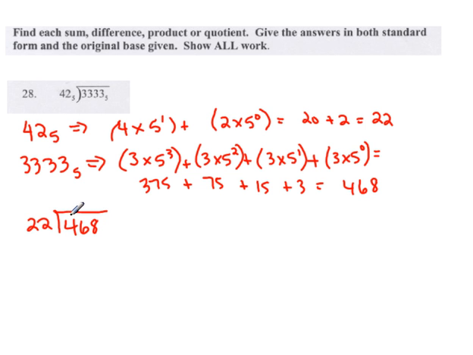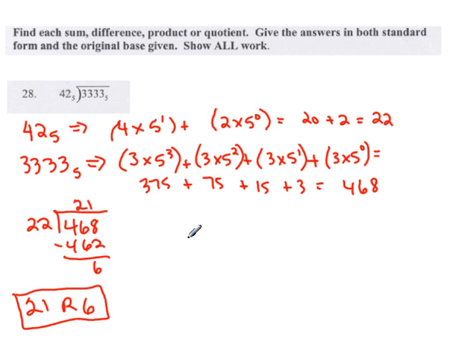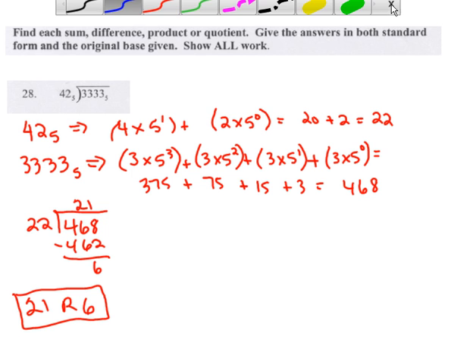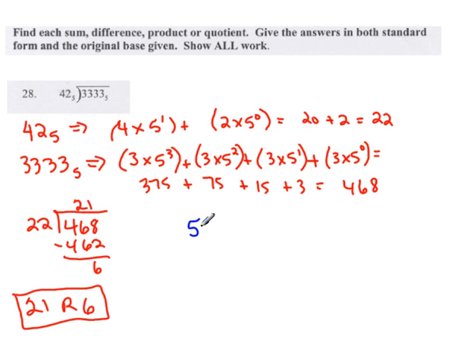Now, division's the hardest because you could have a remainder, and we do here. 22 goes into 468 21 times, and when you do that subtraction, you see that you have a remainder of 6. So one answer is 21, remainder 6. That is the standard form answer, or base 10. Now we want to convert that back to the original base, and the original base here is base 5. So we not only convert the 21, but you also convert the remainder. So you have two things to convert.